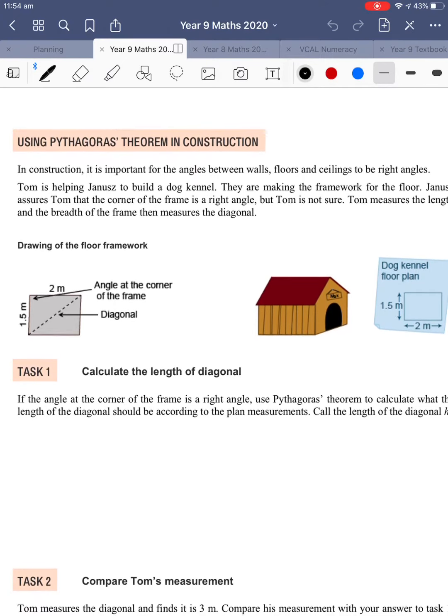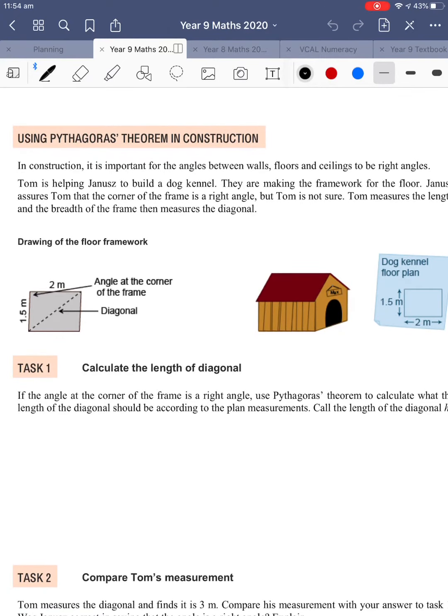What this worksheet is based around is using Pythagoras in construction. Pythagoras is used quite a bit in construction because sound structures need to have right angles. If they're not right angles, they're likely to collapse and misbalance if too much weight is put on them in the wrong way. Okay, so what we've got is Tom helping Janice build a dog kennel.